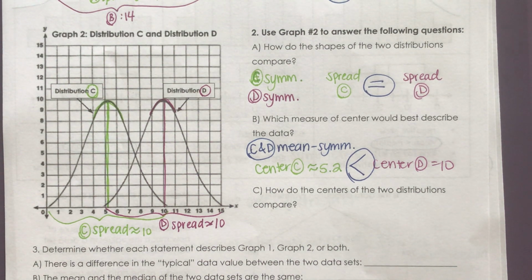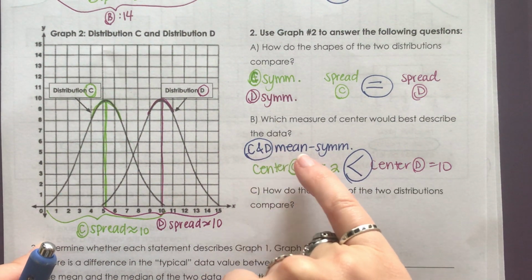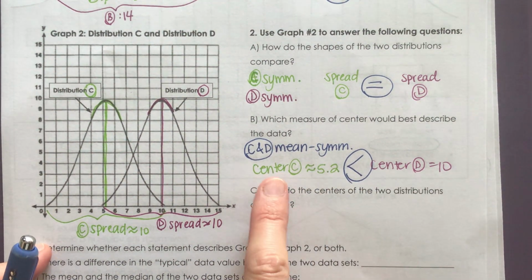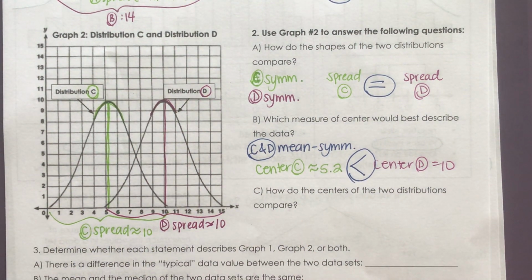Oh, that was the next question. I did them both, my bad. So this one was just which measure, this one's how do they compare. Center C is definitely less than the center of the distribution D.